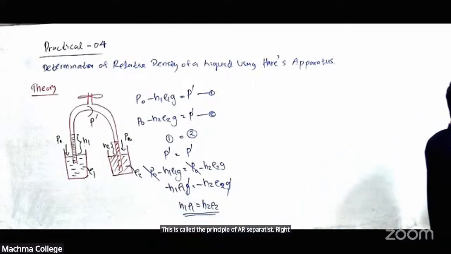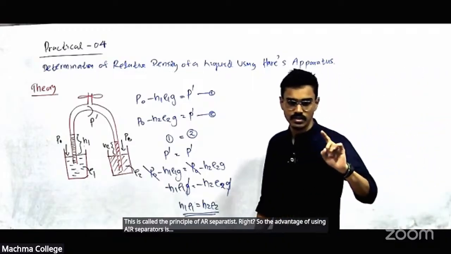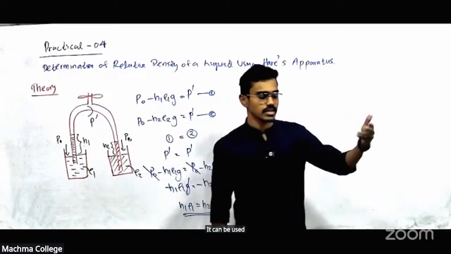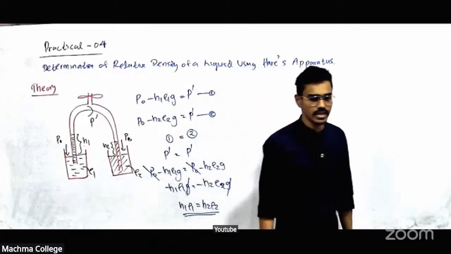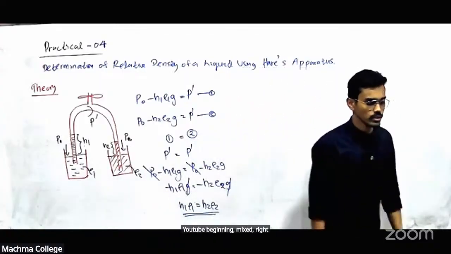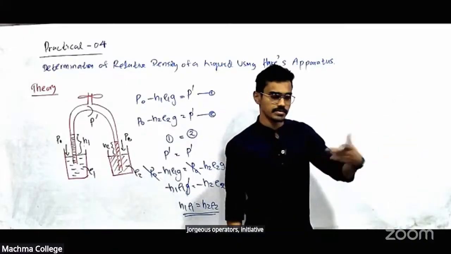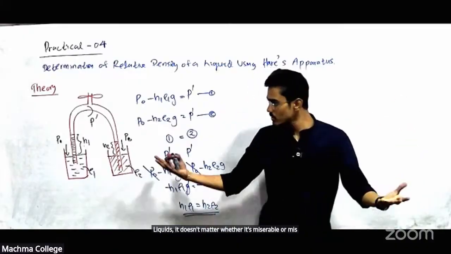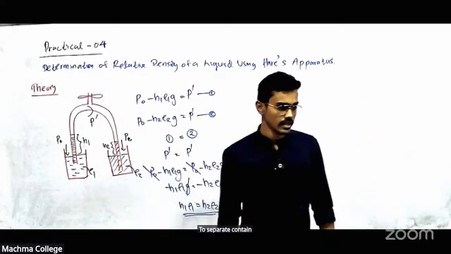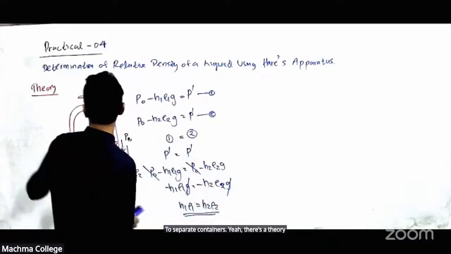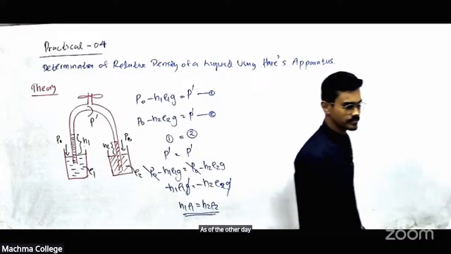Right? So the advantage of using Hare's apparatus is it can be used to compare two miscible liquids. In a U-tube, you cannot mix them. For a U-tube it should be two immiscible liquids. For Hare's apparatus, any two liquids, it doesn't matter whether it's miscible or immiscible, because they are in two separate containers. Clear? Right? That's the theory part. Okay, as a theory, take this down.